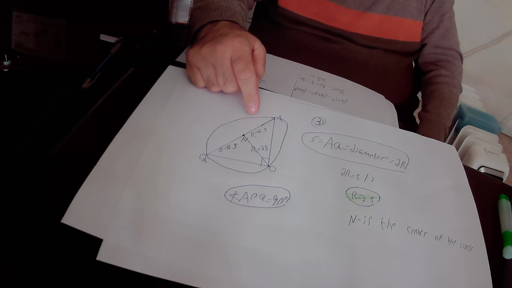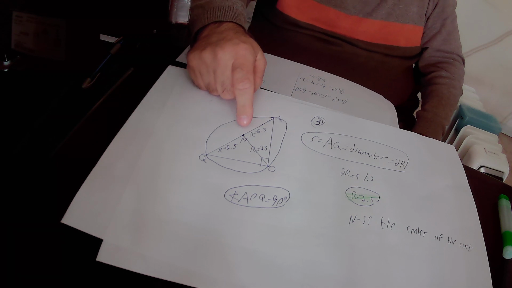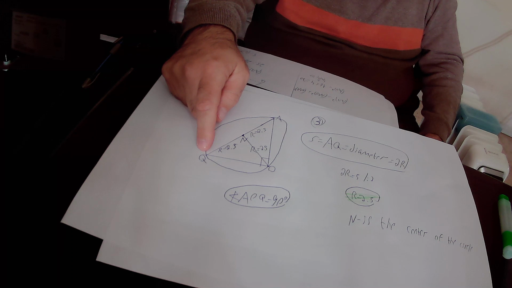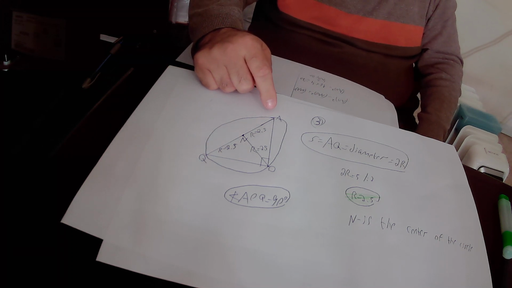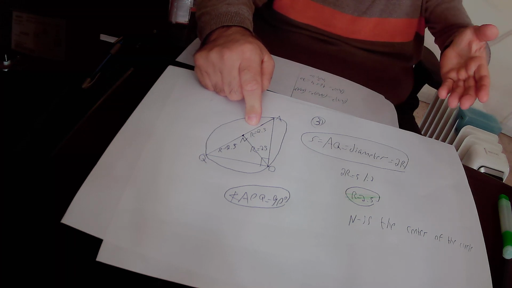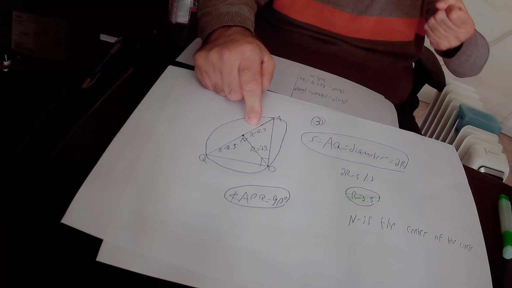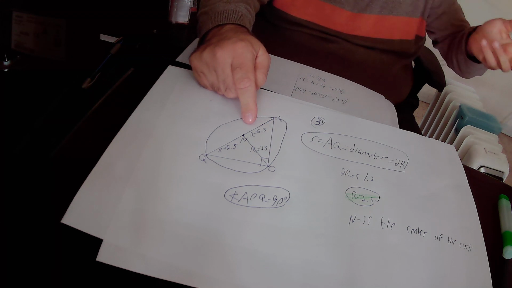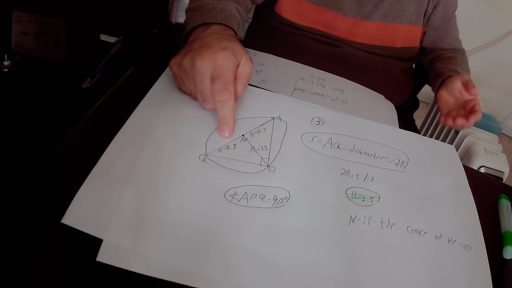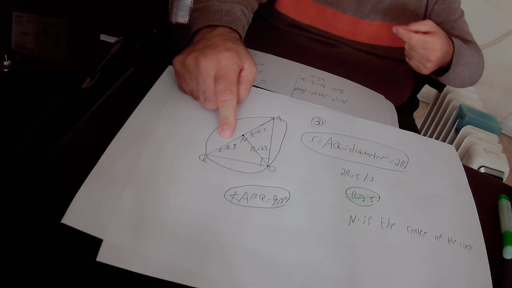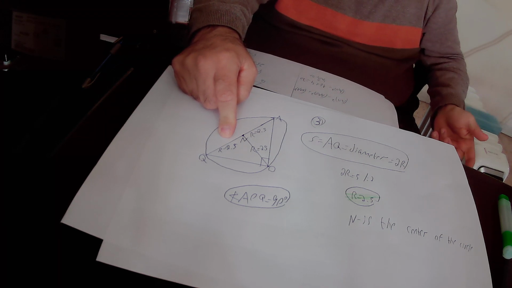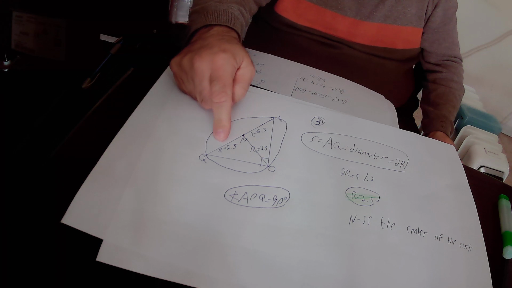Because AN is part of the diameter and NQ is also part of the diameter, and AN equals 2.5 and the radius of the circle also equals 2.5, we conclude that AN is the radius of the circle. NQ also equals 2.5, so NQ is also the radius of the circle. So NQ must be the radius of the circle.